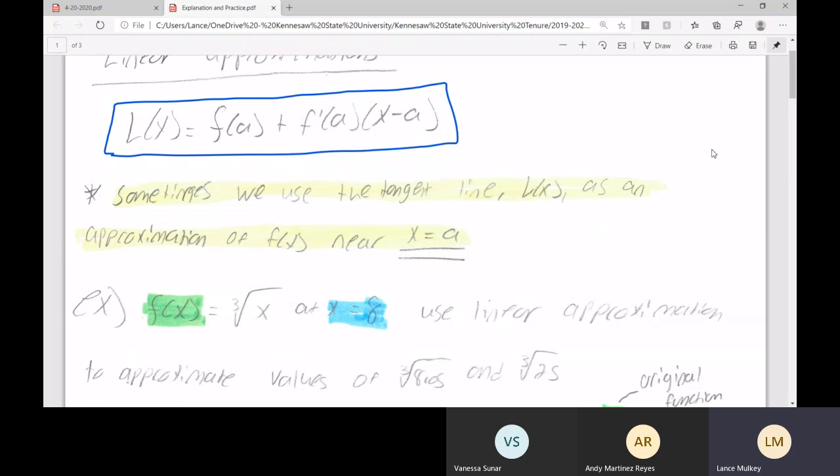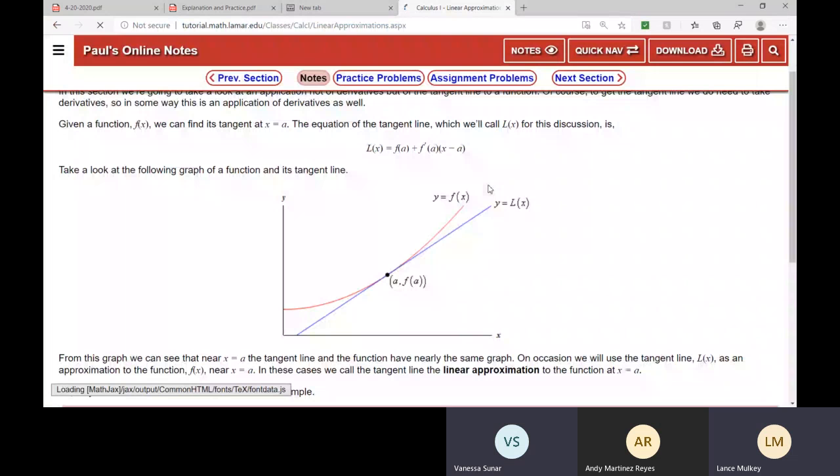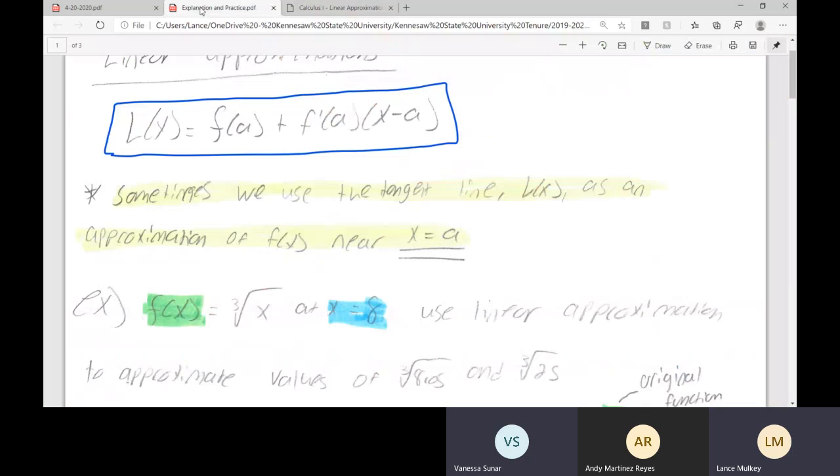All right, I'll explain it really quick. So this right here, you see how at this point the tangent line, all the points kind of sort of mesh together. They're really close to each other. So what this is saying is you can approximate this point by using the tangent line when it's close.